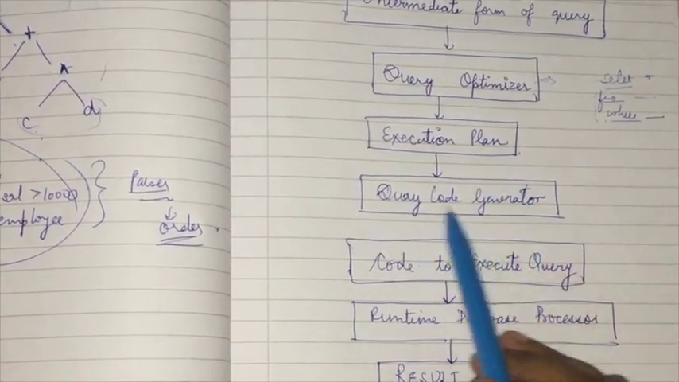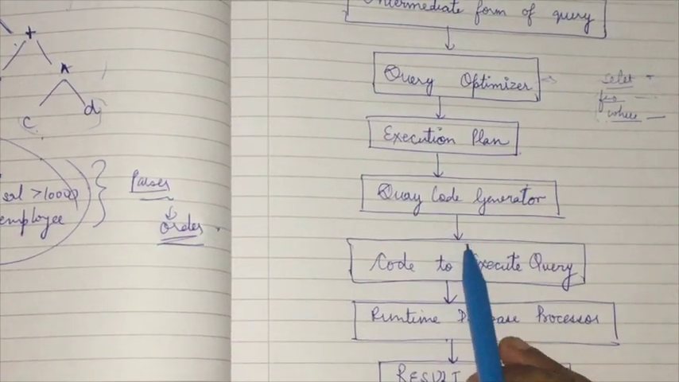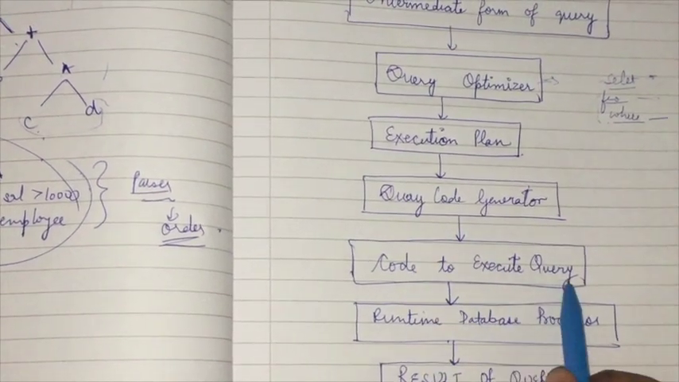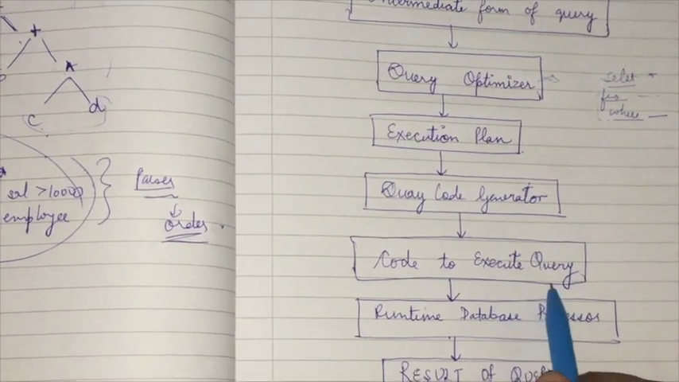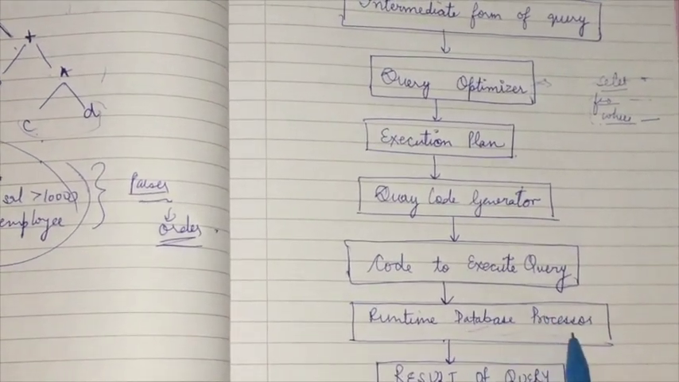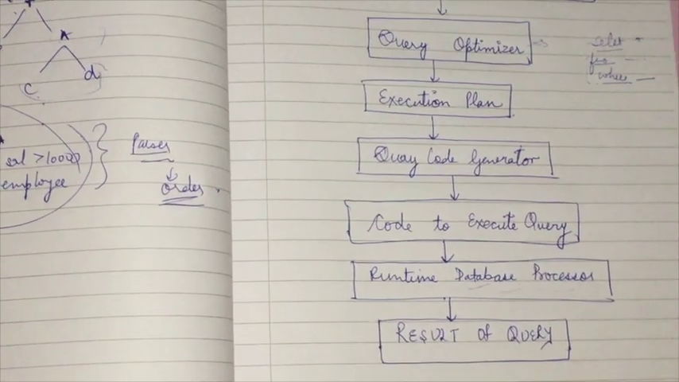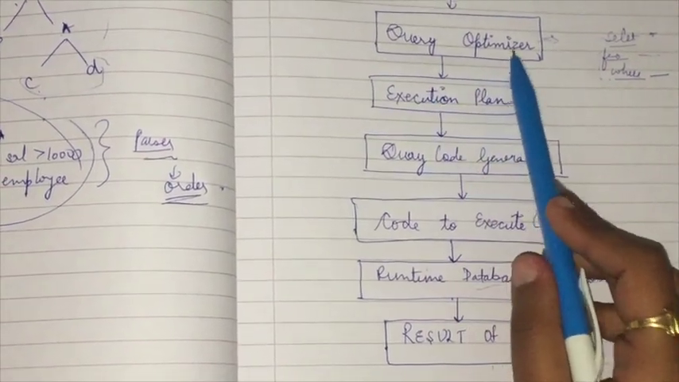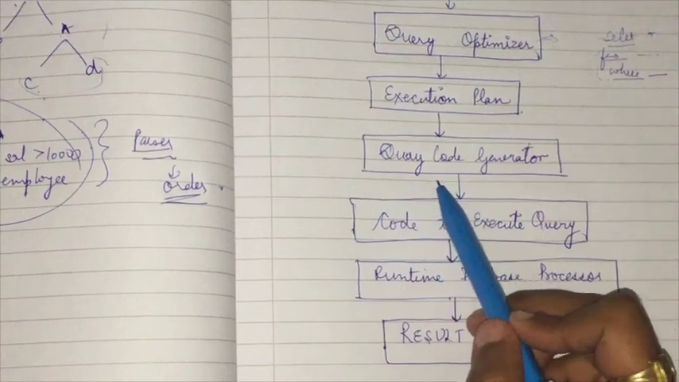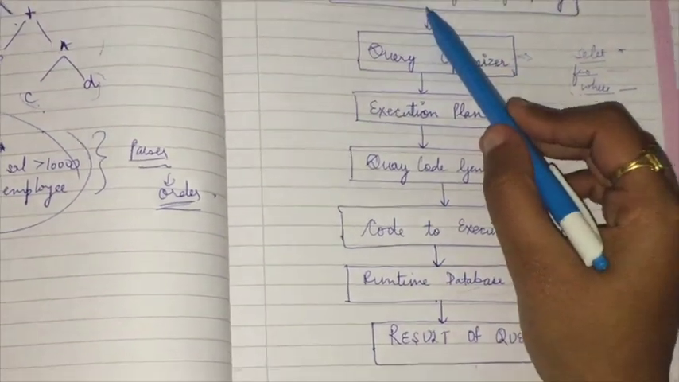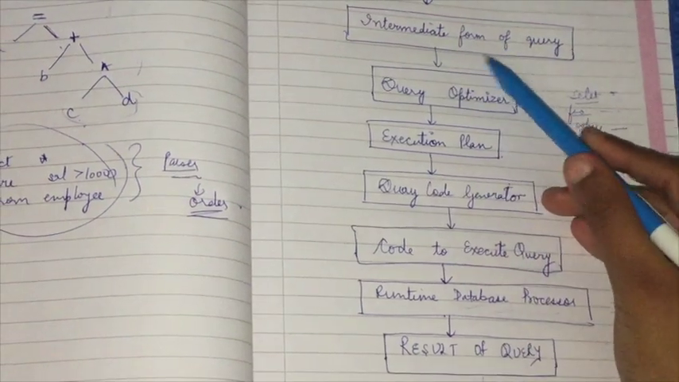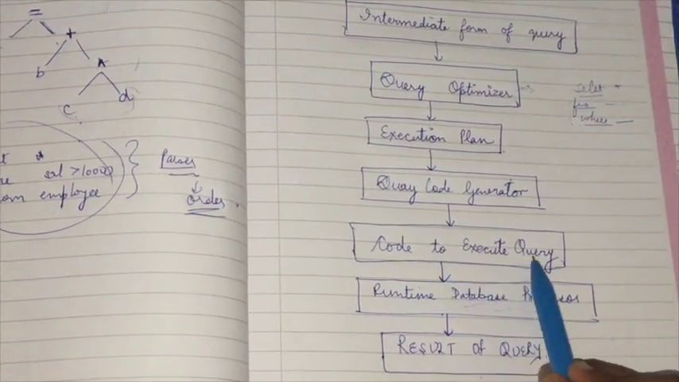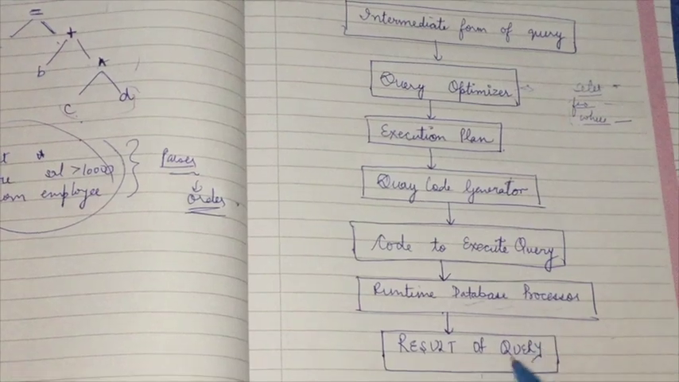Then after that, a query code is generated, which is run by the machine. That is the code to execute the query. What is query code? Query code is a code to execute the query. Then the machine executes the query and it goes to the database processor, and the database processor fetches the required data and gives us the result. So after the execution plan has been given by the query optimizer, a query code is generated. This query code is run by the machine, because the intermediate form of the query was neither understood by humans nor by machines. But now with the query code, the machine executes the query, which goes to the database processor, and then I get the result of the query.